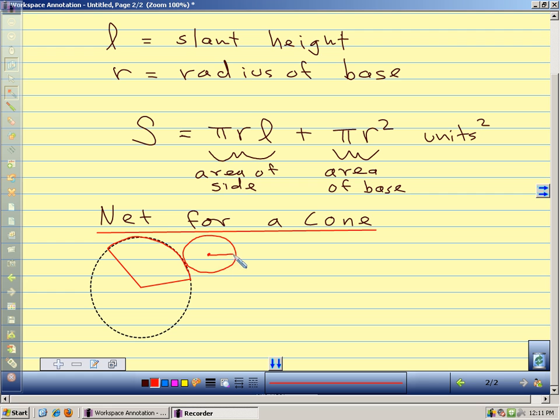This would be the radius of the base, the radius of this circle. And this is our slant height. When we fold it up, that makes the side of the cone. So that's what our net is going to look like for our cone.